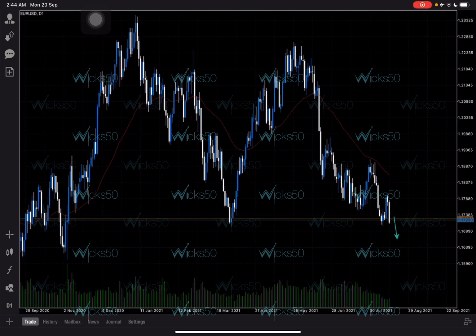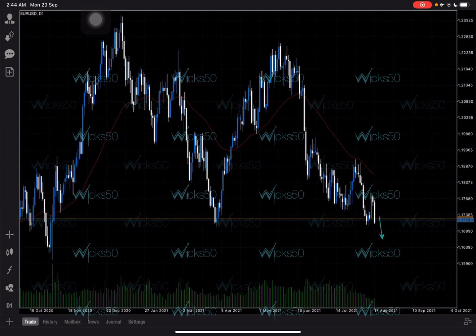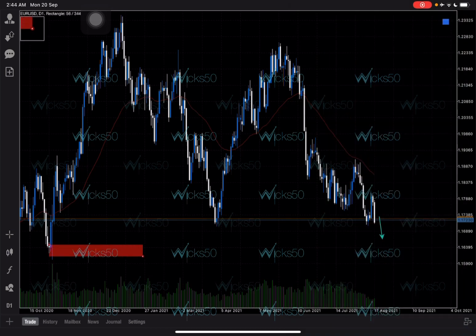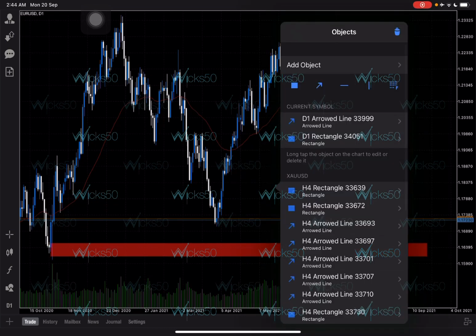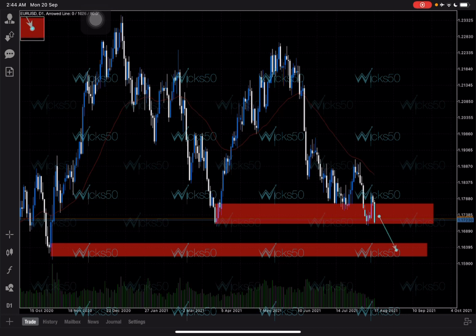So for Euro USD, what I want to be doing is I want to mark the nearest engulfing buy. So it's here. One is here. One is here. So maybe this will be broken based on the momentum. Then it will go to here. So from here, maybe we can look for a buy.